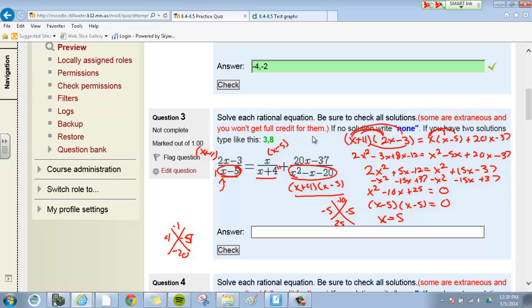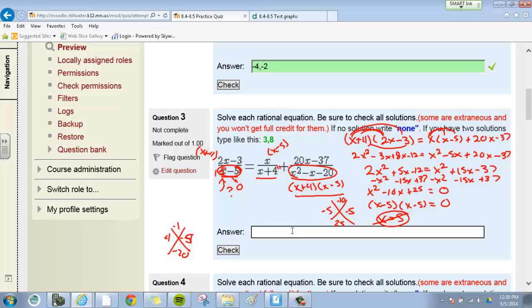Is it truly a solution? Well, we're going to check here. If you put a 5 in for that x, does that make the bottom equal to 0? Does it? Think about it. 5 minus 5. Is 5 minus 5 0? It is. And therefore, because it is, this is not a solution. And therefore, since that was the only one given to us, this one should have no solution.